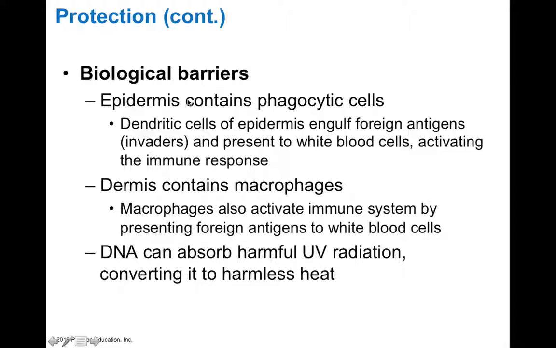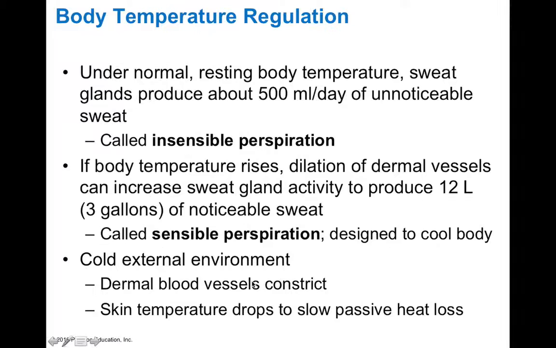Now, as a biological barrier, epidermis has dendritic cells, also called Langerhans cells, and these help to engulf foreign antigens and present them to white blood cells. The dermis contains macrophages, which can activate your immune system by presenting them to other immune cells. And DNA can absorb harmful UV radiation by converting it to heat.